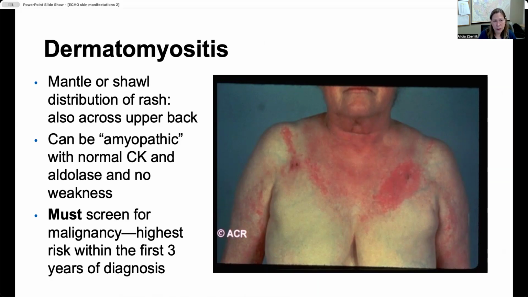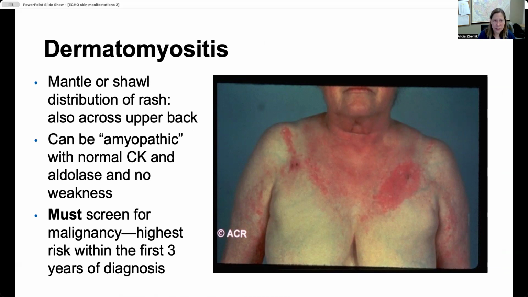And one of the features, even though we call it dermatomyositis, is that people don't necessarily have the myositis part. We call that amyopathic. And so their muscle enzymes can be normal. They occasionally can progress to a myopathic version, but that doesn't rule it out, having this normal CK and aldolase.